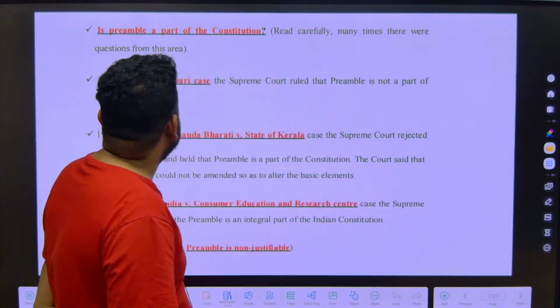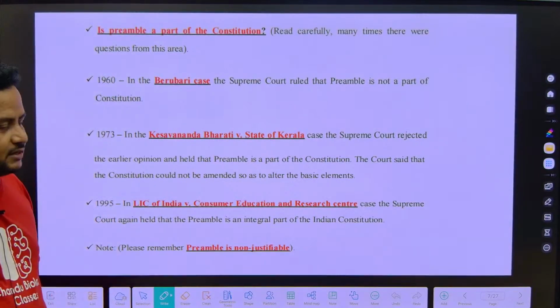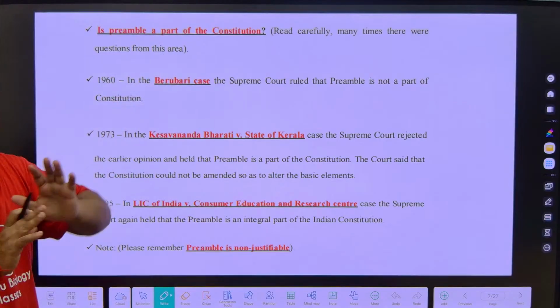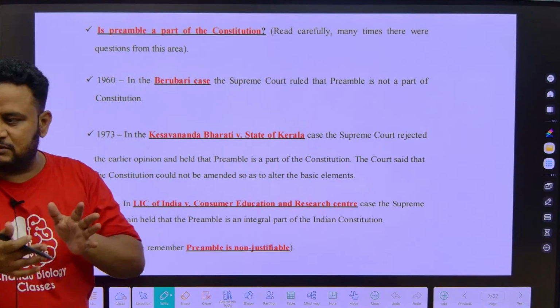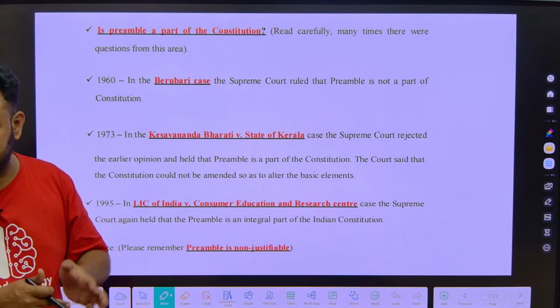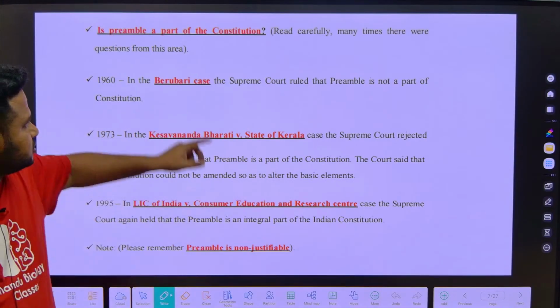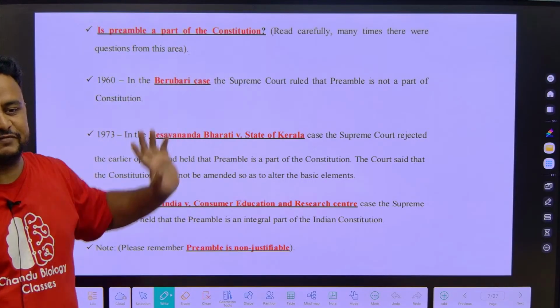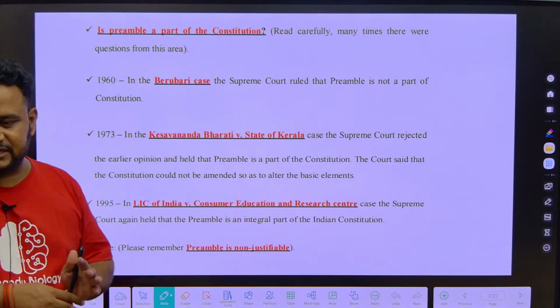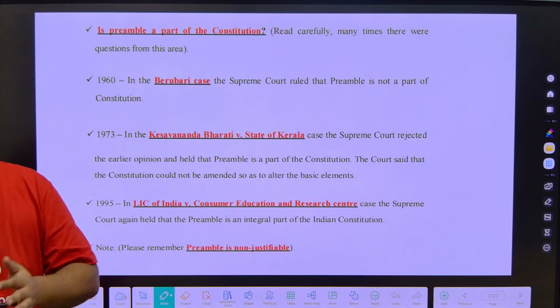Next, is preamble a part of the constitution? Okay. First of all, you have to understand the preamble was the last thing to be added to the constitution. Preamble was there, but it was the last thing that was added to the constitution, the constitution book I am telling. So they are asking, is preamble a part of the constitution? It is talking only about the objectives, just because it is having an introduction, is it part of the constitution? That was the question that was raised.